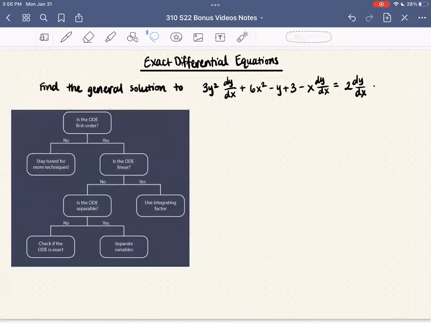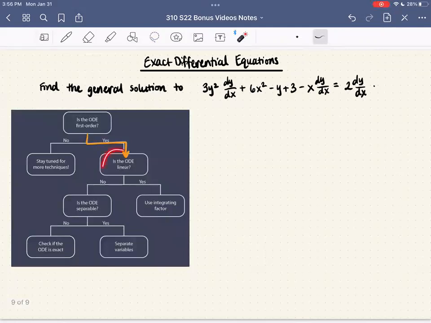All right, so we want to first ask ourselves, what's the order of our differential equation? Is it a first order equation? In this case, yes, the derivatives that appear only have a first derivative. So the highest derivative is a first derivative. I'm going to go ahead and follow that branch down. So yes, it's a first order equation. If it were a higher order equation, we're going to learn some techniques to deal with those later. But we do have a first order equation.